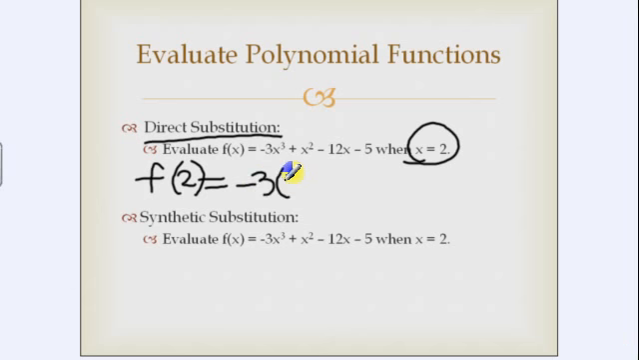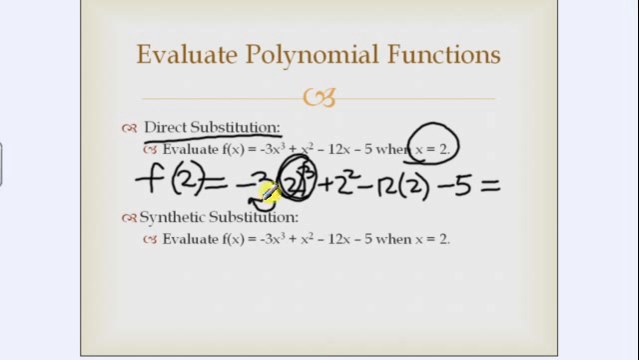So I can take negative 3 times 2 to the third power plus 2 squared minus 12 times 2 minus 5. Let's simplify that. Exponents come before multiplication here. So 2 to the third power would be 8. 8 times negative 3 would be negative 24. Plus 2 squared is 4. Minus 12 times 2 is 24. Minus 5.